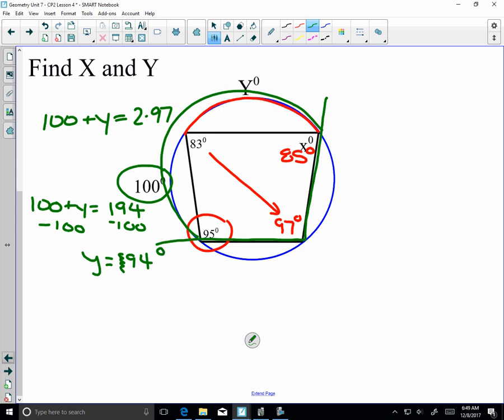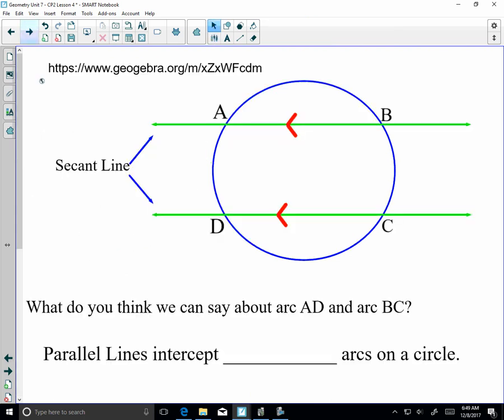Okay, so we have to put together a lot of ideas, but the big thing that you want to do is make sure that whatever angle you're given, extend that so you can see the arc. Whatever arcs you're given, bring that back to an angle so you can make the connection between the angles and the arcs. Okay, we've got one last piece for today.